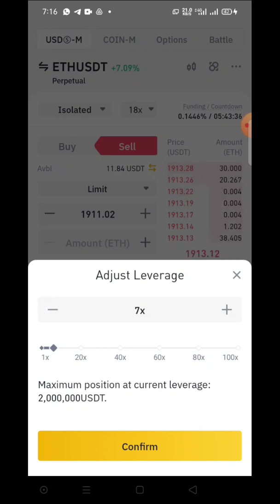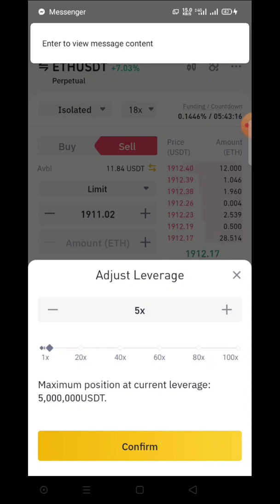Somebody was asking me how much do I need before I start trading futures? With just $2, even $1, you can start trading futures if you are sure of what to do. But at least $5 is not too bad. From $5 upward, you can make more money when you trade futures. Sorry. So now I'm setting 5x as my leverage.